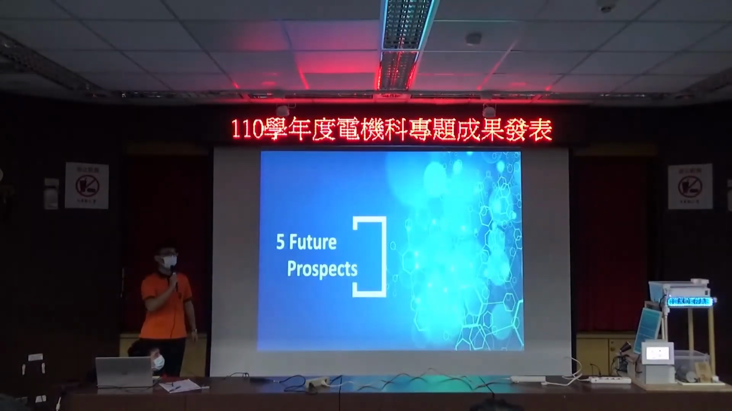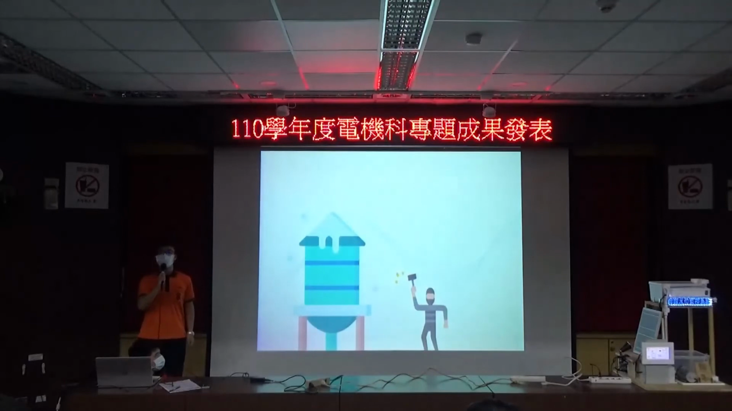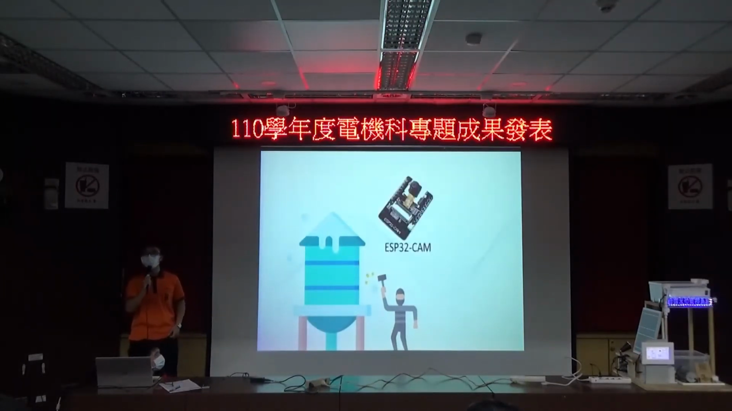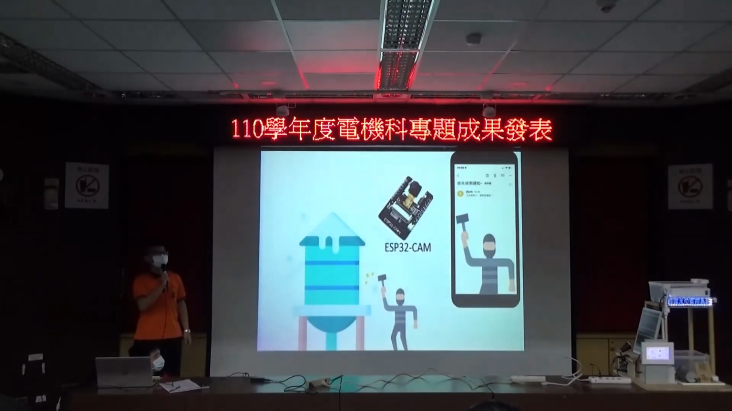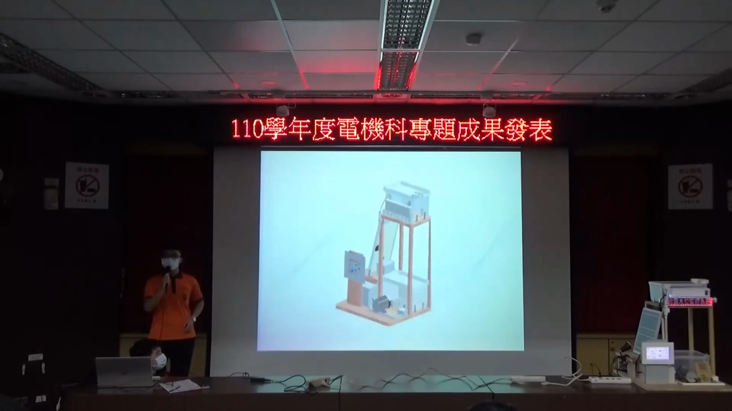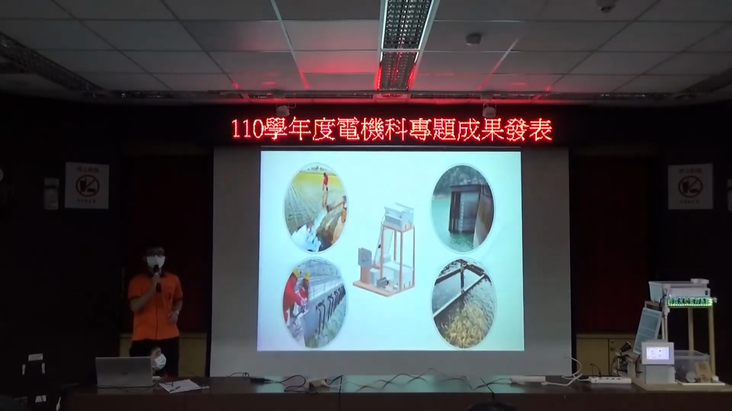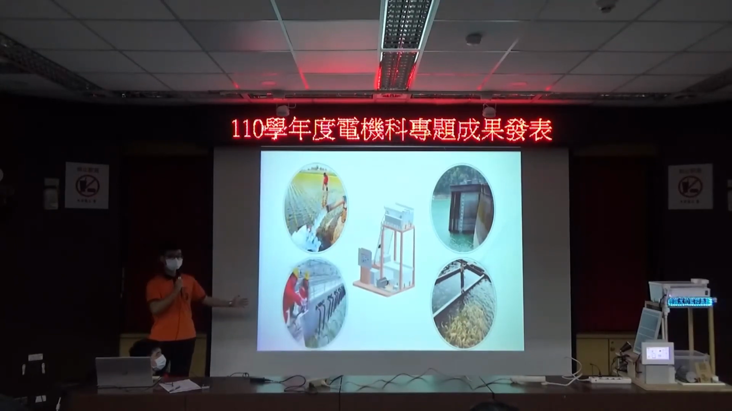Then the future prospects. In the future, we want to set up an ESP32 cam to take a picture and send it to the users if someone is trying to steal water or turn off the water tank. In addition to the water tank, our system can also be used in reservoirs, agriculture, the chemical industry, or aquaculture fisheries. With suitable sensors and sufficient hardware, we are confident that our system can be used in a lot of fields.